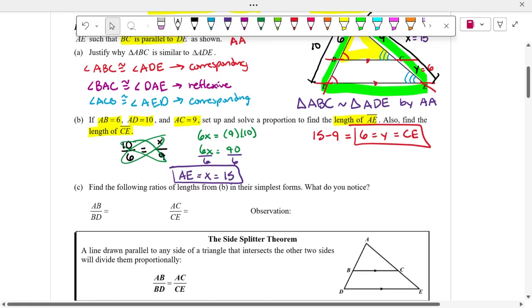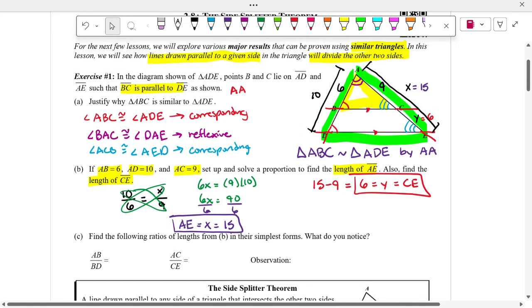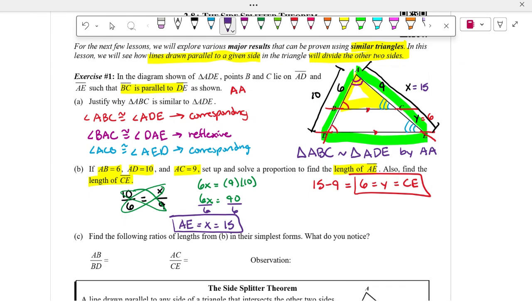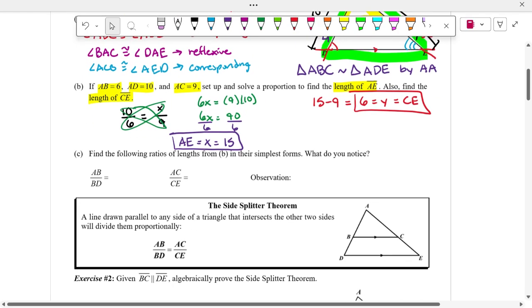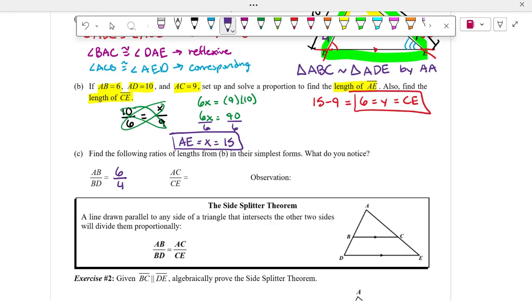So what are those two numbers? AB is 6. What's BD? How'd you get that? Right. BD is the other piece of the whole. We got the whole, which is 10. Another piece, which is 6. 10 minus 6 is 4. So if we do 6 over 4, because we're doing AB over BD, someone besides Riley, what does that simplify down to? 3/2.